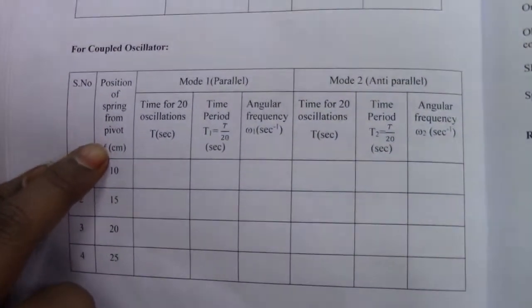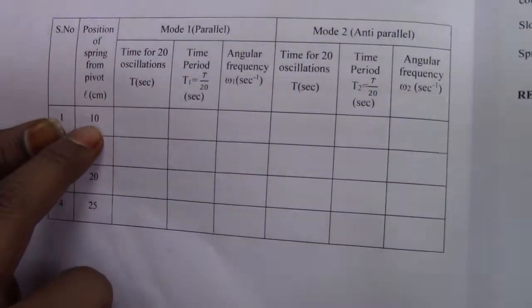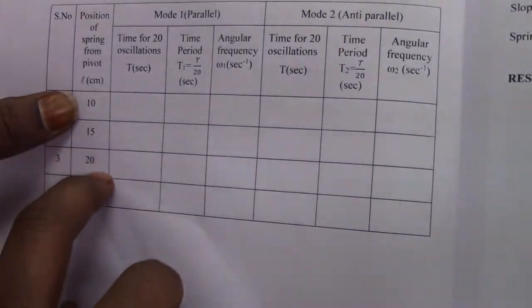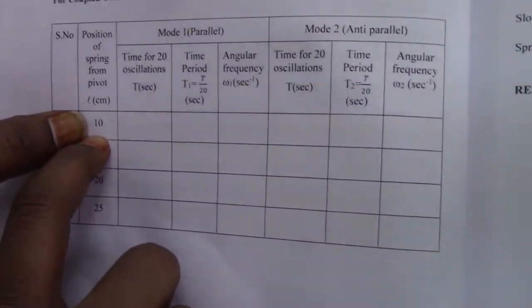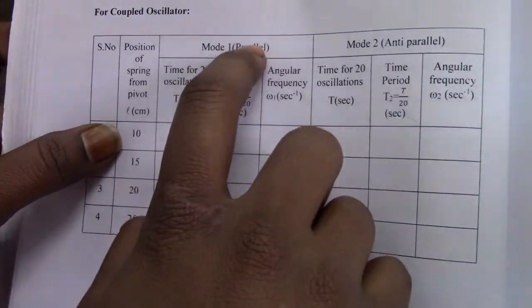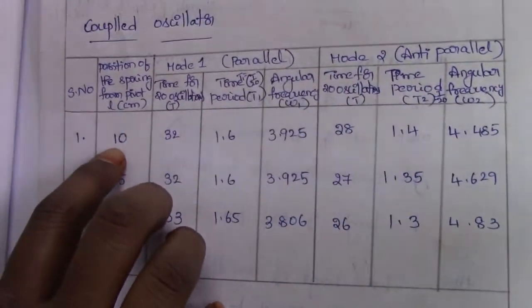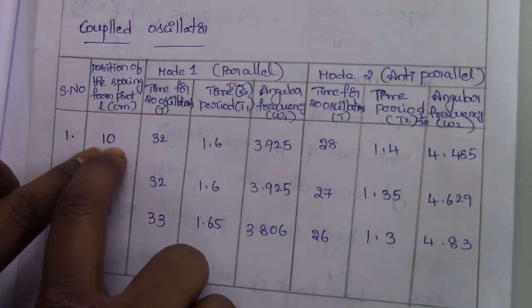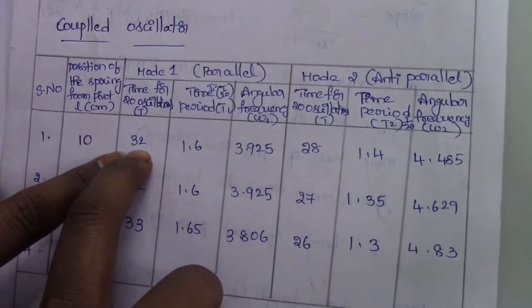Coming to this tabular column, the position of the spring from the pivot, denoted with small l, I just fixed as per the explanation at 20 centimeters. You can go with any different interval. Here they have started with 10. So for 10 centimeters, you need to calculate the time period for 20 oscillations in parallel mode of operation. We have already done the experiment for this also. By keeping the 10 centimeters distance from the spring to the pivot, I have calculated the time period here.